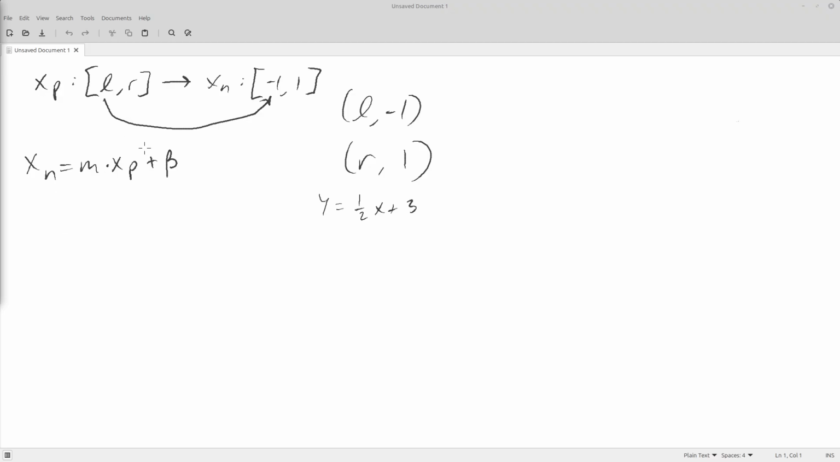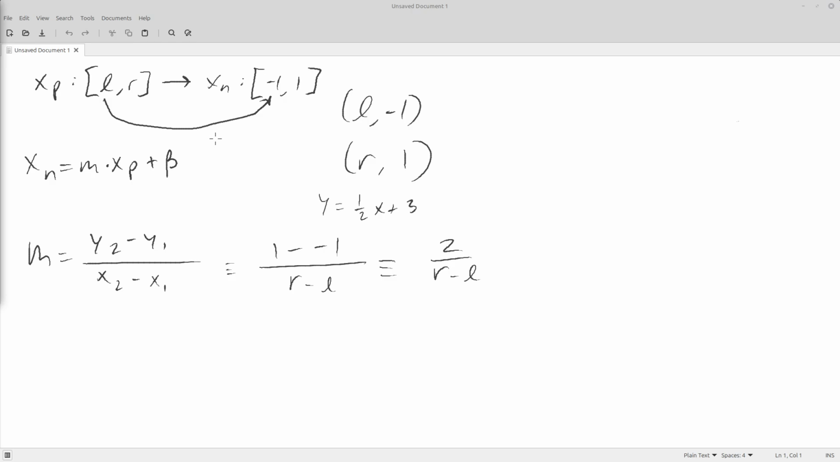So m is easy to figure out if we already have these pairs, right? Because the equation for the slope of a line is the y minus y over the x minus x. Remember these are the points we're actually using. These are the actual points on the line. So we'd use those values. So 1 minus negative 1 over r minus l, which is 2 over r minus l. Okay, cool. So we determine our slope.